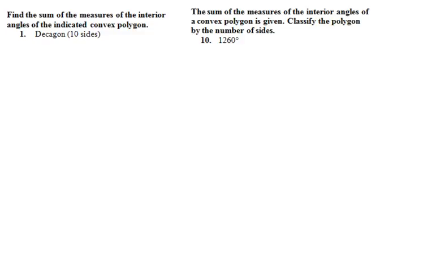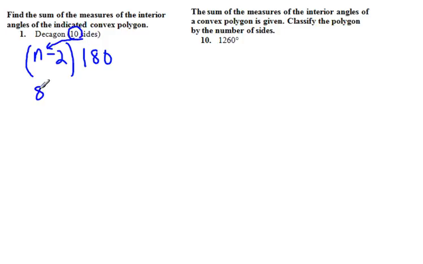Alright, polygons. We're asked to find the sum of the measures of the interior angles of a decagon, 10 sides. How do we do this? It's a formula. The formula is n minus 2 times 180, where n is the number of sides. So we're just going to take that 10 and replace it for n.